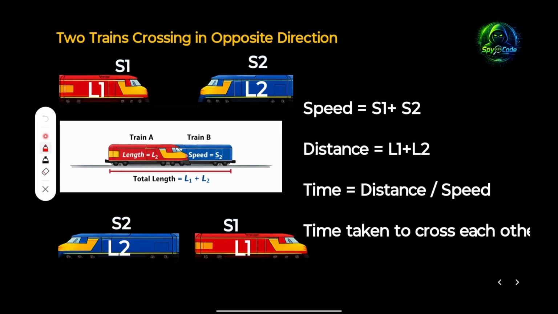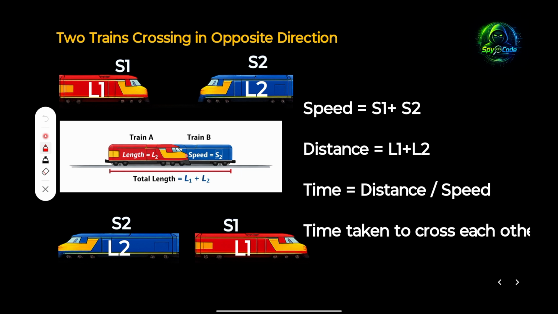So this is a new concept: when two trains are crossing in opposite directions. We can see the red train, which is moving towards the right; L1 is its length and S1 is the speed of the train. Similarly, the blue train, which is moving towards the left, has length L2 and speed S2.